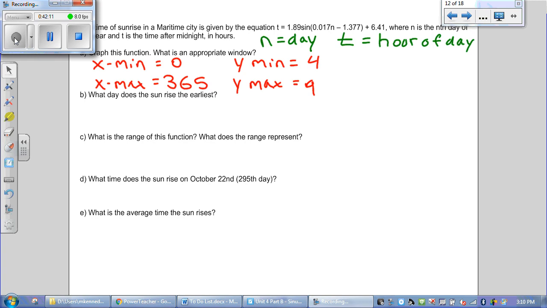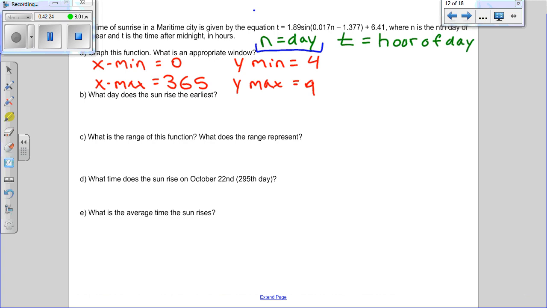What's the least number of days in the year you could have? If the first day of the year would be day 0, or day 1, whichever way you want to look at it, would be fine. And that would be January 1st. So I would say 0 would be the minimum number of days that could have passed in a year. What's the most number of days that could have passed in a year? My x max, 365. So I'm saying this represents a whole year, from the first day of the year, January 1st, to the last day of the year, December 31st.